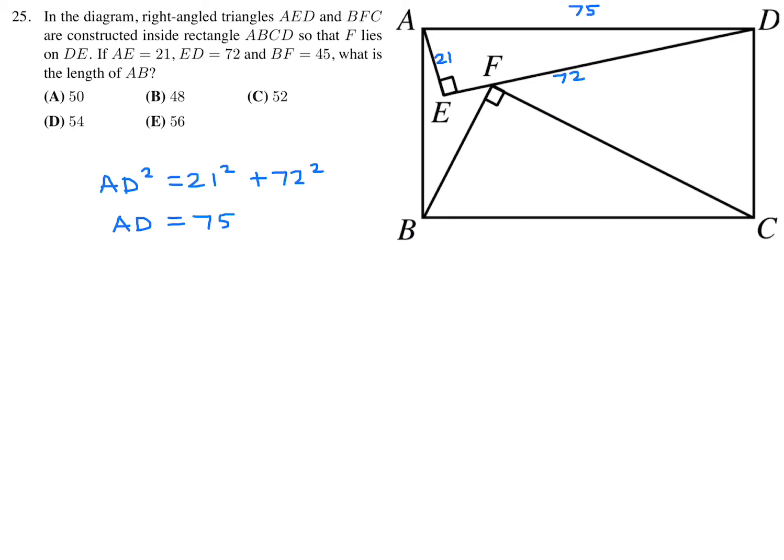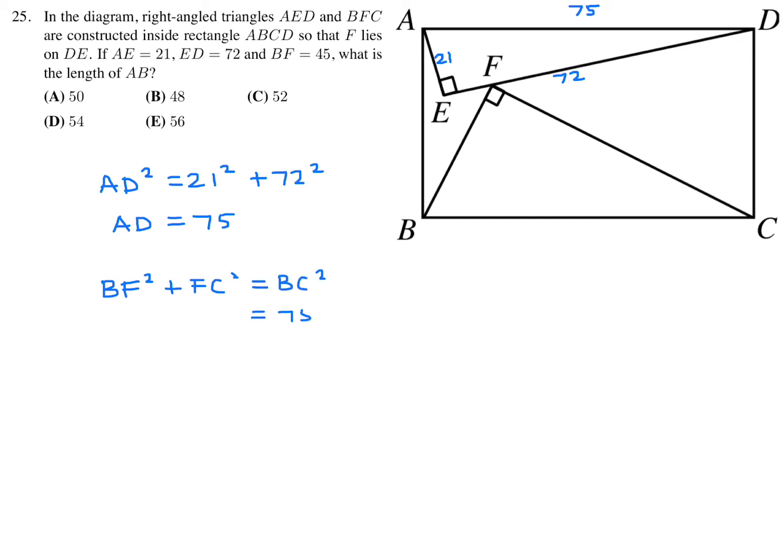They give us that BF is 45, that distance right there. And we just figured out that AD was 75, so obviously BC will also be 75 since this is a rectangle. So that will also give us a Pythagorean relationship. We have BF squared plus FC squared is equal to BC squared.